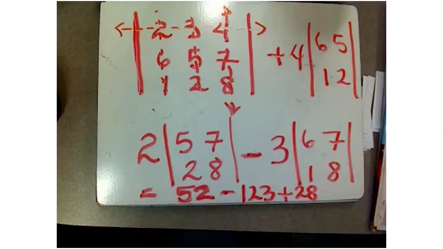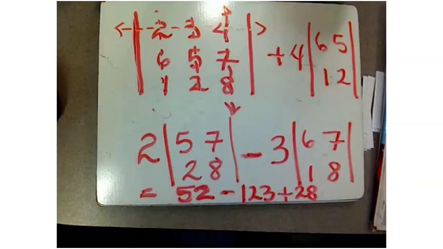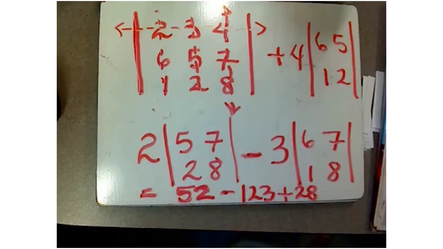Negative 43. Yep. So what do we do with this number? What does this figure out for us? This is the determinant of the 3 by 3 matrix of 2, 3, 4, 6, 5, 7, 1, 2, 8.